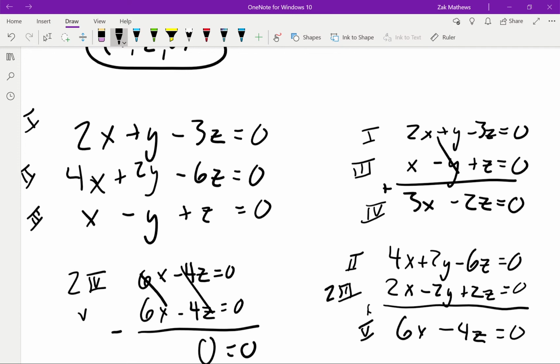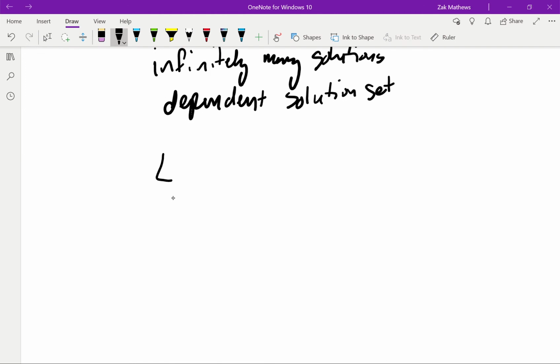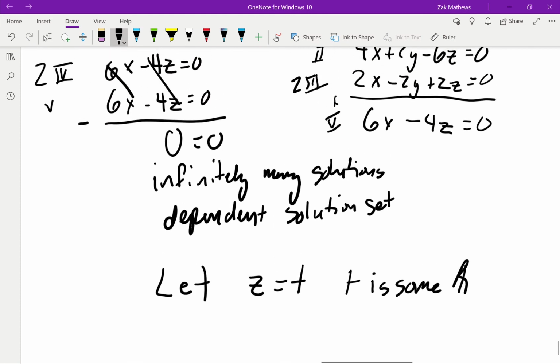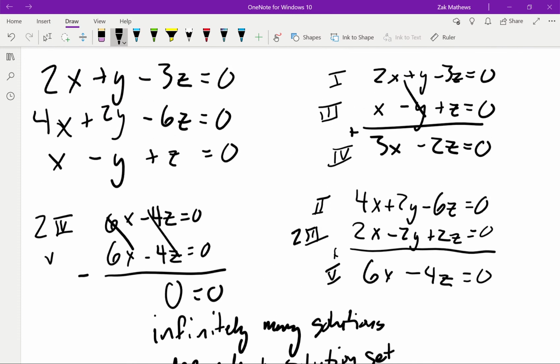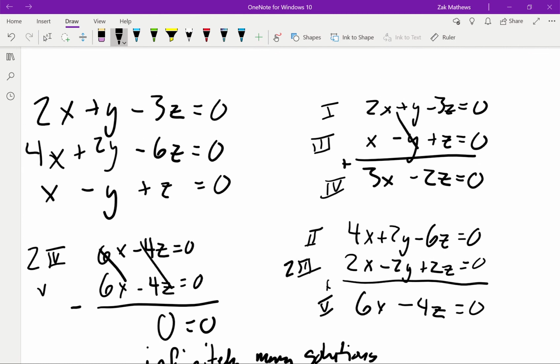So what I'm going to do is say, let's let z equal t, where t is just some real number. Same way we did before, we are just saying, hey, this variable, let's assign it a value. It is a fixed value at this point. It is some number t, and we're going to solve for x and y off of this t.